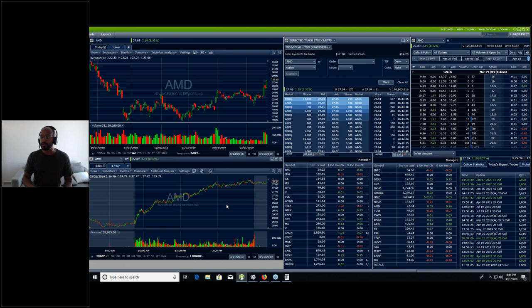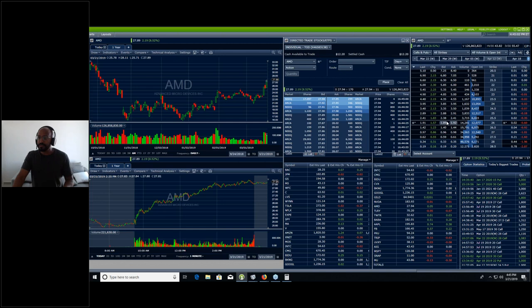Another factor too, when you want to play weeklies, is how liquid those options are. When you're playing with an AMD, you get a situation where you have very liquid options. I mean, look at this, right? 20,000, 30,000, all this kind of stuff. This is volume. Look at the spread here too. You get a couple penny spread. That means that if you buy a significant amount and you need to sell immediately, you'll be able to find an easy bid.